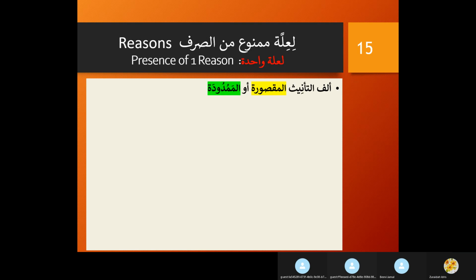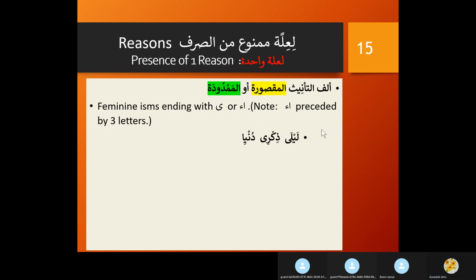When we are looking at an isim that ends with an alif ta'nith, this is a feminine alif. Alif that shows that it is feminine, like I said just now, the alif maqsurah and alif mamduda. Sorry, spelling mistake again. Okay, I'll correct it inshallah. So feminine isims ending with ya or alif hamzah, and this alif hamzah has to be preceded by three letters for this to happen. Yes, like this one.